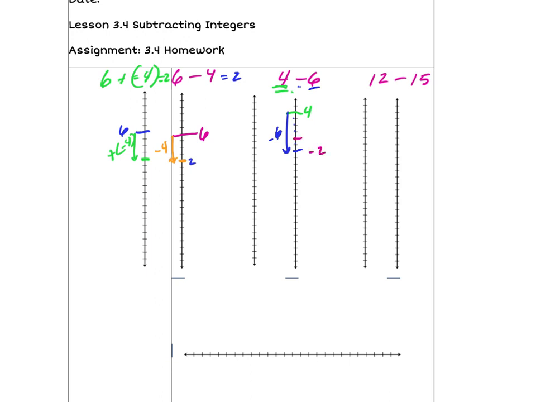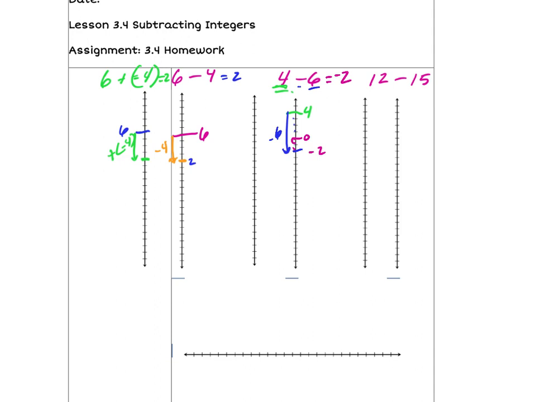Because 4 is 4 away from 0, we go down 2 more, and we're going to be at negative 2. So 4 minus 6 is negative 2.